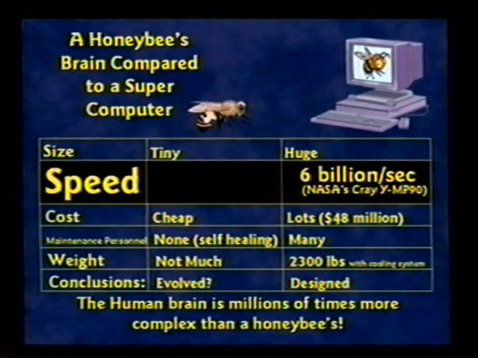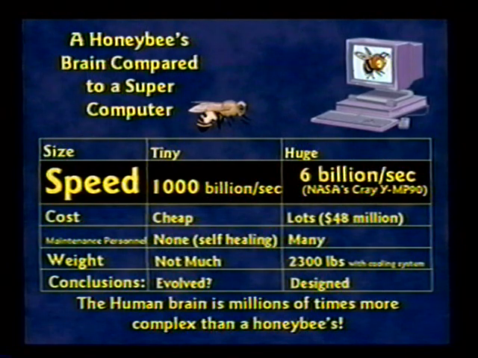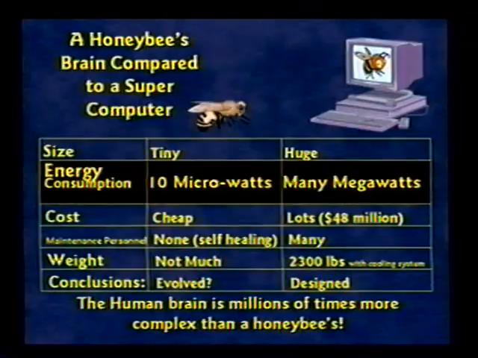He's got a lot of things going on in that brain. Estimates are that his brain is processing about 1 trillion calculations per second. That's 1,000 billion. So the honeybee's brain is probably 166 times faster than a Cray computer. Now, the Cray computer uses many megawatts. The honeybee only uses 10 microwatts.